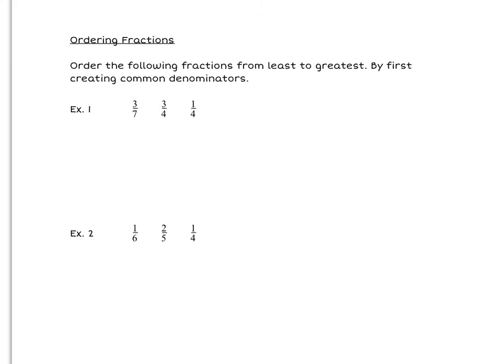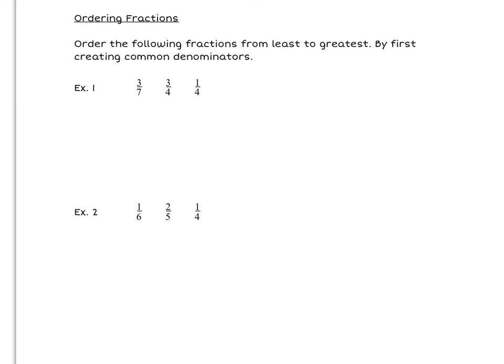On the back side, now ordering fractions, putting them from least to greatest. First, create common denominators. This is helpful because when you're looking at 3 numbers, it's sometimes hard to keep track of what's what. Obviously I know 3/4 is bigger than 1/4. But what about 3/7? Where does that fit? Maybe it fits in the middle. So let's make a common denominator. What would be a common denominator between 4s and 7s? 28 would work.